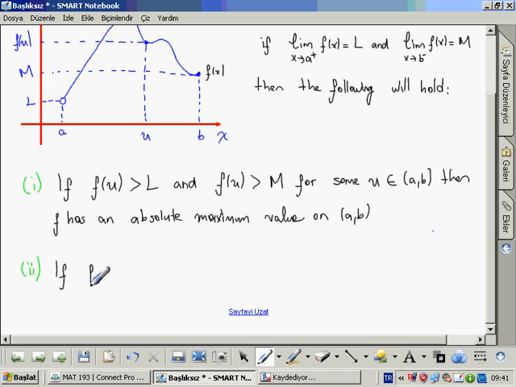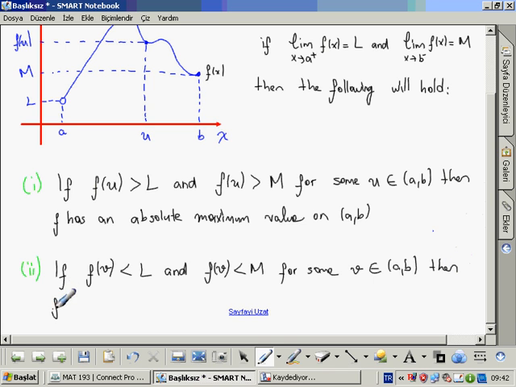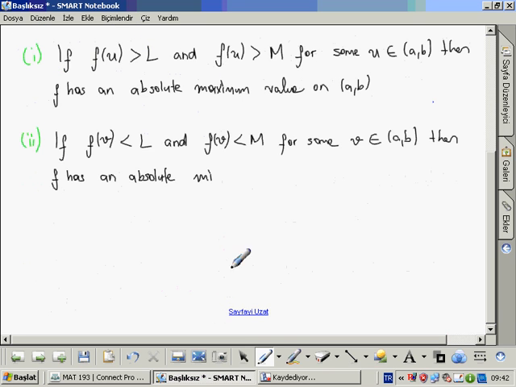And the second one, if f of u is less than L and f of u is less than M for some u element of this domain, then maybe we can change this point to the v point, and this will be better, f of v with v an element of the open interval a comma b, then the function has an absolute minimum value on a comma b.